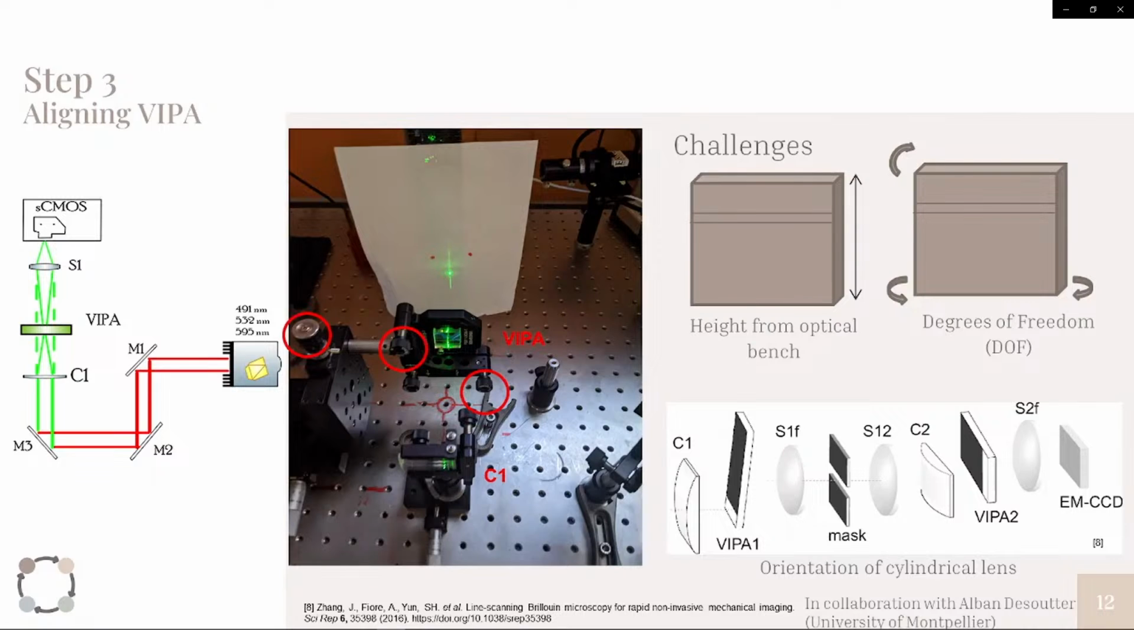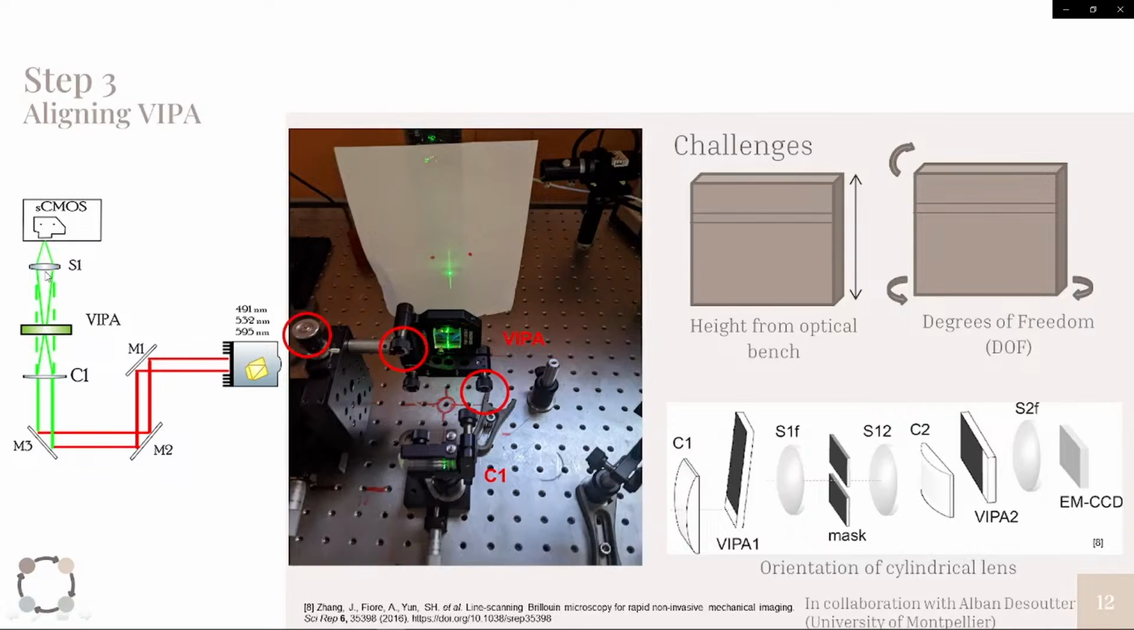I have a laser source, then I have mirrors for ease of slightly changing the angle or the height of my signal. Then I have a cylindrical lens before the VIPA, and a spherical lens after the VIPA. And finally, I have the camera.